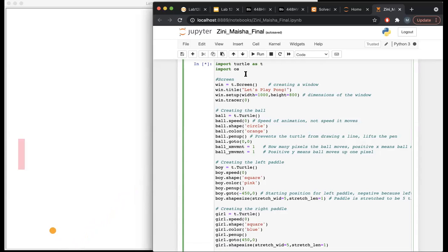So I imported Turtle and I imported an operating system module which allows us to create a game. I did win is equal to t dot screen, which creates a window. I titled it Let's Play Pong. Its dimensions are 1000 horizontally and vertically 800.